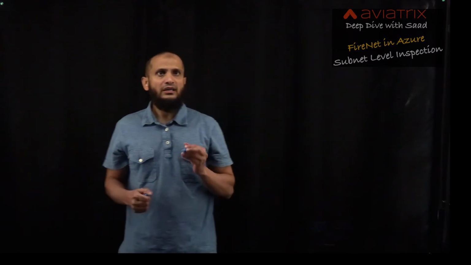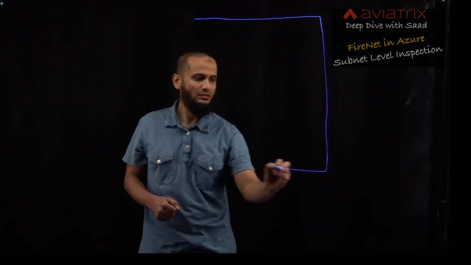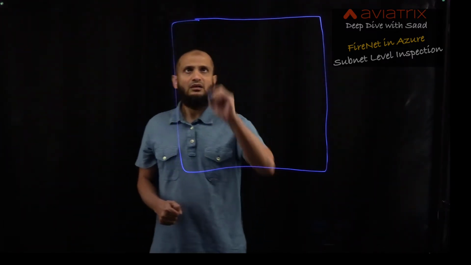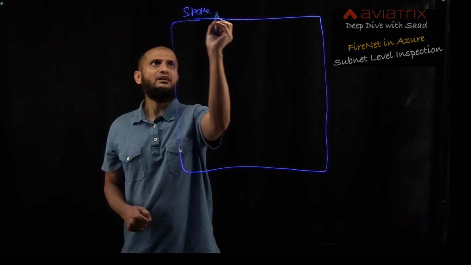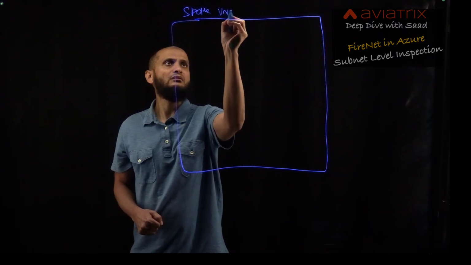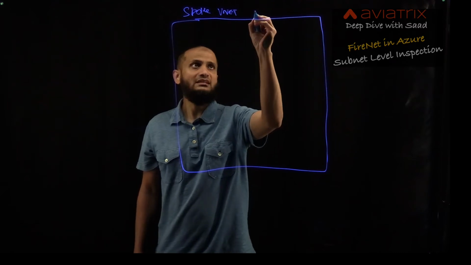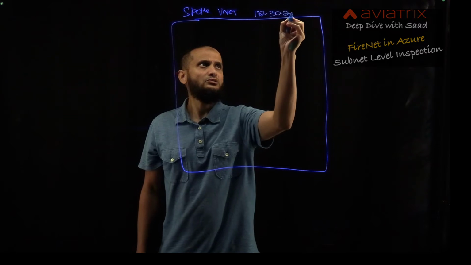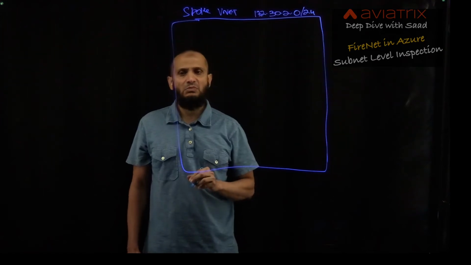So let's draw a VNet. This is a VNet, and let's call it a spoke or application VNet. And its address space, let's call it 172.30.2.0/24. It has multiple subnets here.